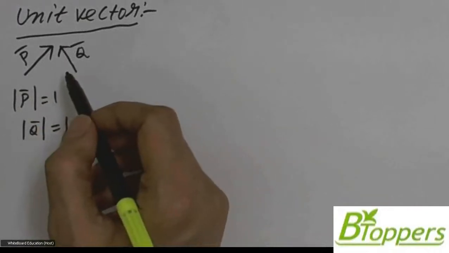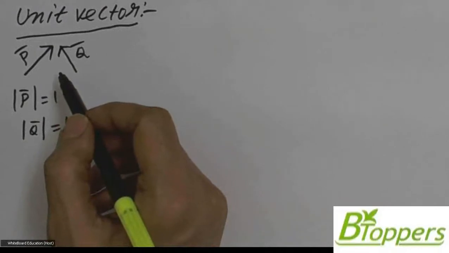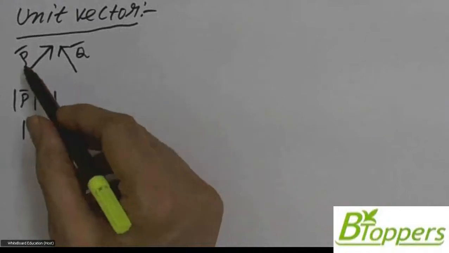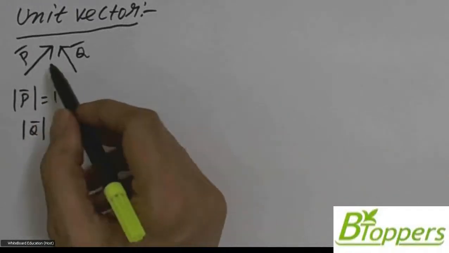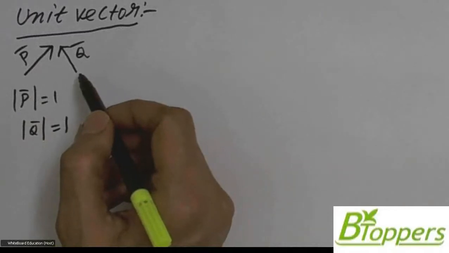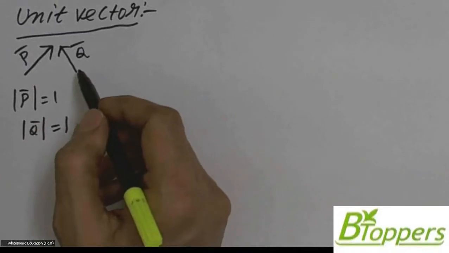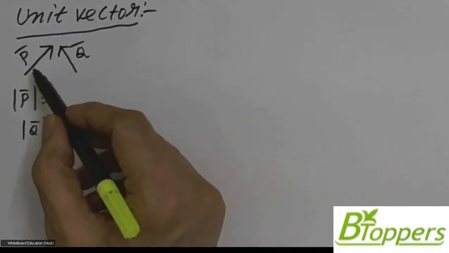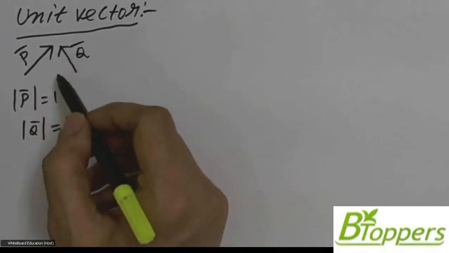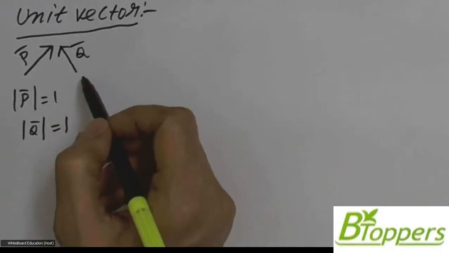Two vectors are said to be equal if and only if they have same magnitude and also same direction. So in this example, the two unit vectors P bar and Q bar do not have same direction. Therefore, they are not equal. It means in general, all unit vectors are not equal. So whatever may be the direction of a vector, if the magnitude or modulus of vector is 1 unit, then it can be called a unit vector.